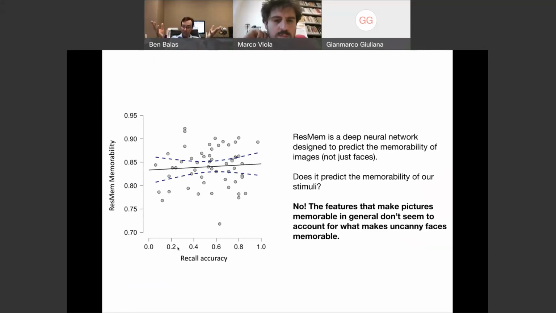So whatever features make pictures in general more memorable don't tell you about what specifically makes uncanny face images memorable, which again, I think harkens back to this idea that faces are different than other stuff. There's specific perceptual tools we use to recognize them that we really need to find out about in detail to understand how all of these things interact in real and artificial face perception.